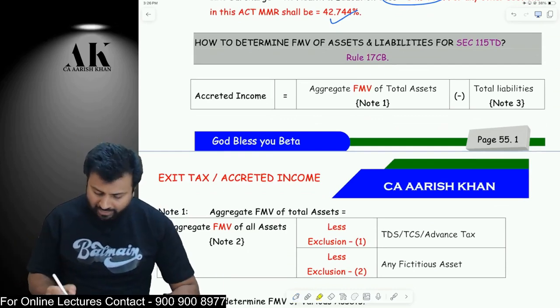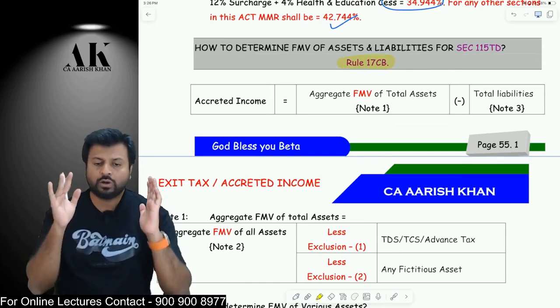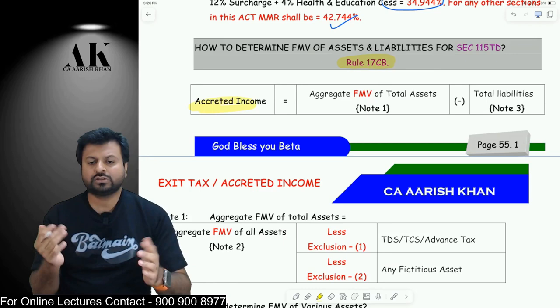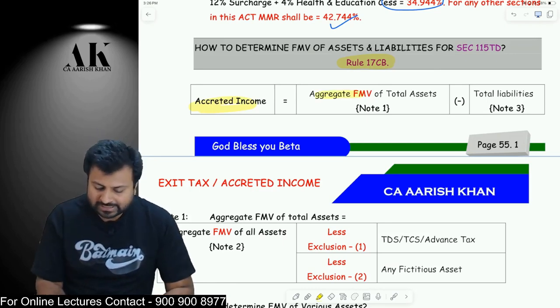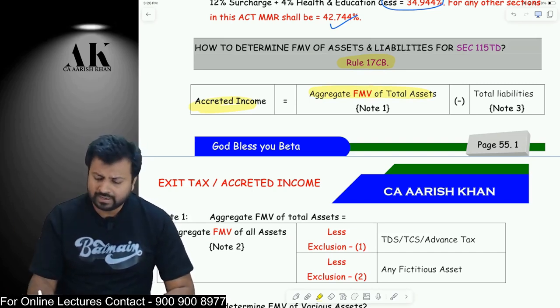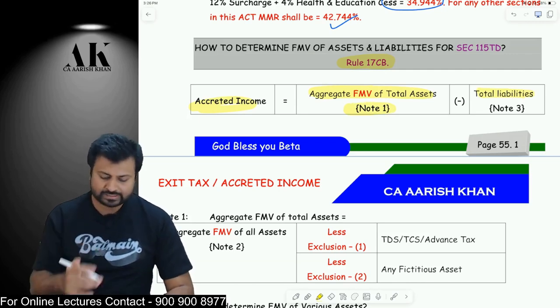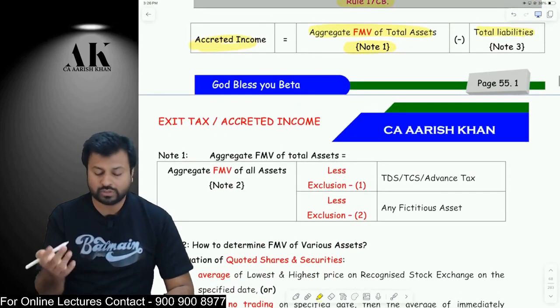Okay. Now, how to compute this accredited income? For that, the law has made a rule, Rule 17CB. Now, Rule 17CB will teach us how to compute accredited income. Sir, what does Rule 17CB say? Rule 17CB says that take the FMV of all the total assets of the trust minus all the liabilities. Now, how to compute the FMV of total assets? Let's see that step by step. Then we'll see how to compute the total liability.